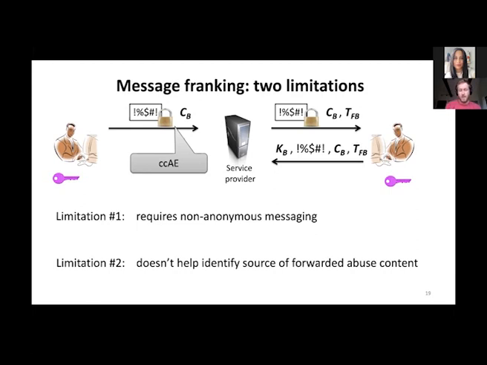And then the second limitation I'll talk about is that message franking just provides a one-hop kind of thing where a recipient can say, I received this message from this party. But in certain types of abuse scenarios, like viral message forwarding campaigns, where you have some user that's sending out content and then that gets forwarded to other people, message franking may not be sufficient to really track down the source of this type of abusive content and therefore limits the mitigations that a provider could put in place.